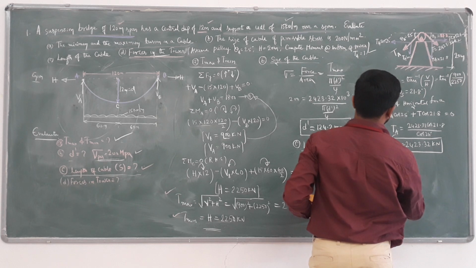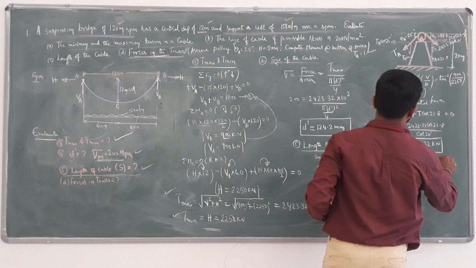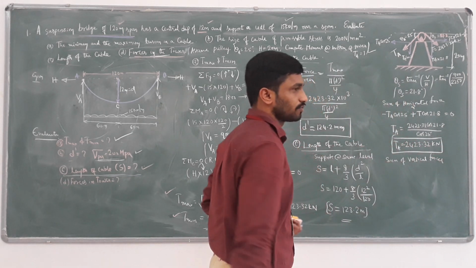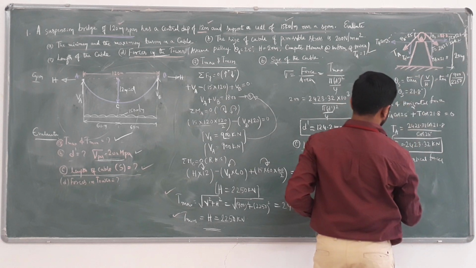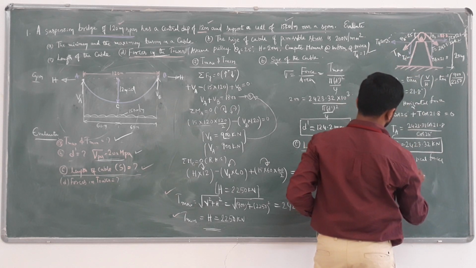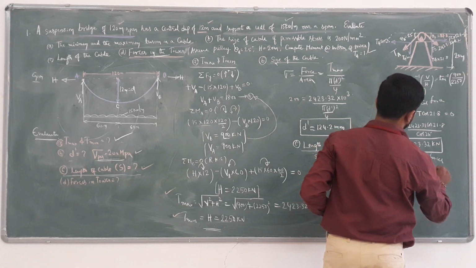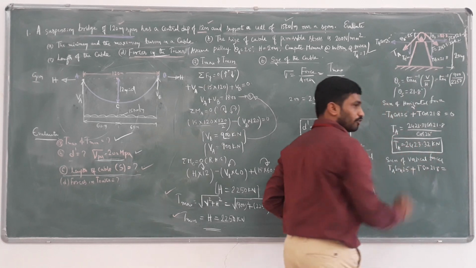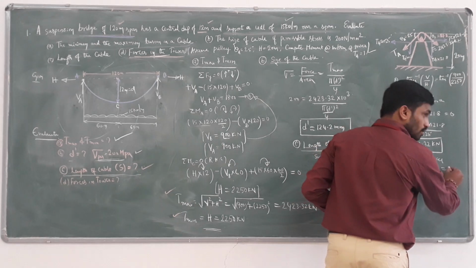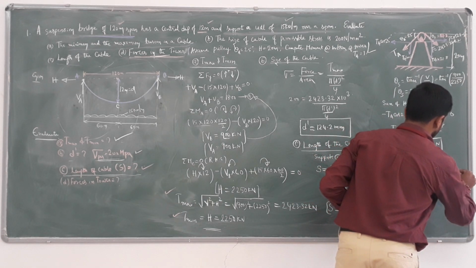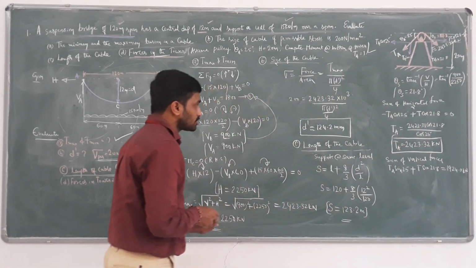What is the sum of vertical forces? The sum of vertical forces is simple. TA sin 25 plus T sin 21.8. You just substitute the TA and T values, and you get the sum of vertical forces. How much? 1924.0 kilonewton. Now the thing is, I want the moment.